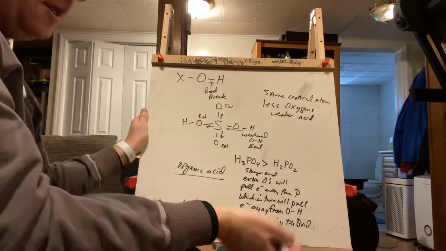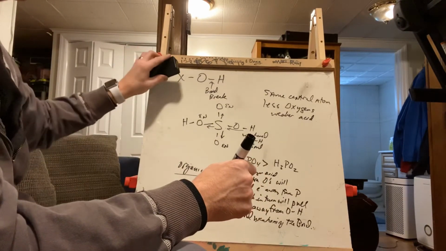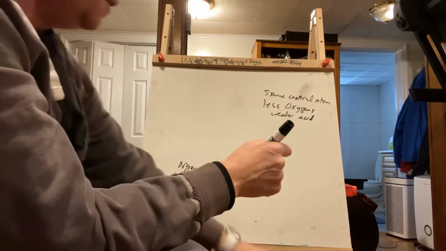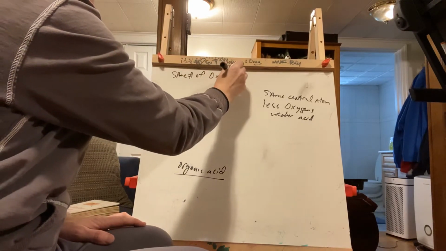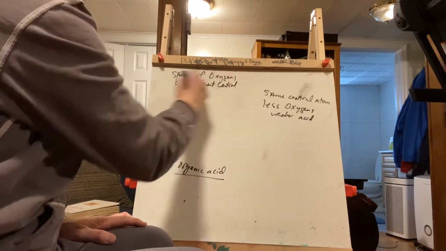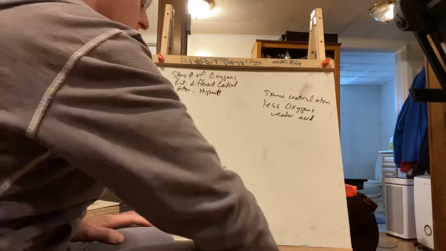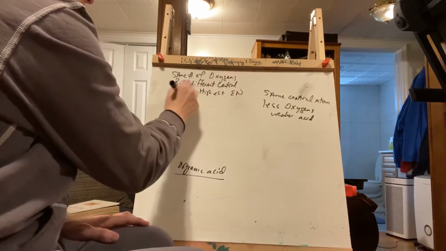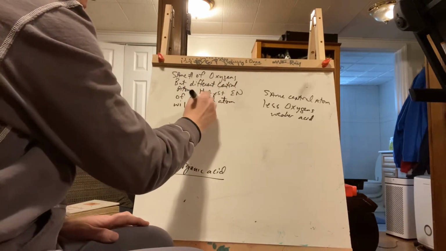So same central atom, the one with less oxygens will be the weaker acid. If you have the same number of oxygens but different central atom, okay, I'm going to leave that rule up there just so you can compare it to this one. If you have the same number of oxygens but different central atom, the highest En of the central atom will be the strongest acid.